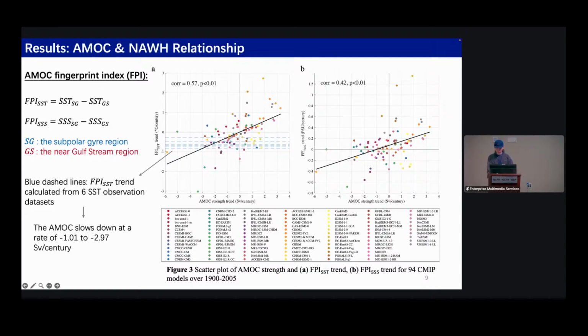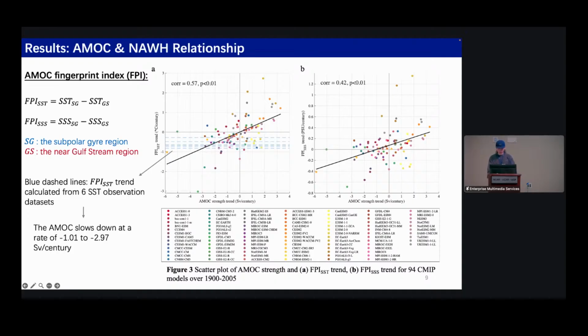In this figure, the x-axis is the AMOC strength trend during 1900 to 2005. And the y-axis is the FPI SST trend in panel A and FPI SSS trend in panel B. The scatters are the 94 CMIP models. We can see that the correlation in panel A is 0.57 and in panel B is 0.42. Both are 99% significant. So that means not only the sea surface temperature, but also the salinity can be the proxy of the AMOC strength.